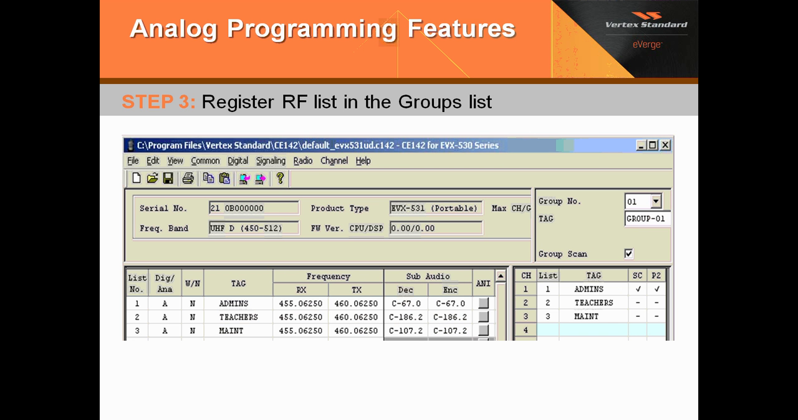On this next step, we're going to go ahead and register our RF list in our group list. As you can see here, our RF group list is assigned to each channel on the channel selector knob. Channel 1 is selected and is utilizing list 1 over here in the RF list. Channel 2 is using list 2. Channel 3 is using list 3. If you do not assign these RF lists to the channels, when you go to write it into the radio, you will only have one channel.